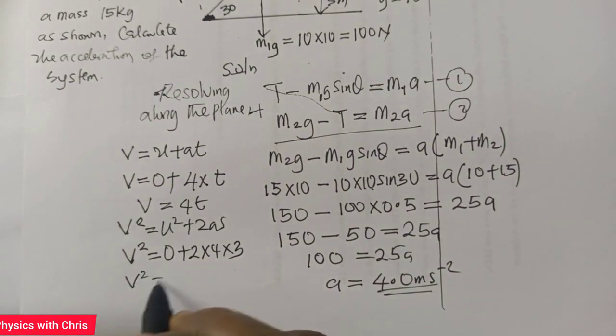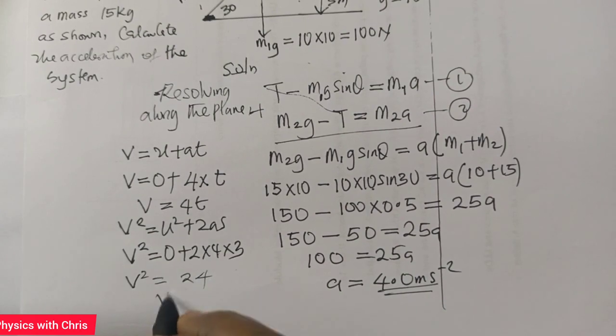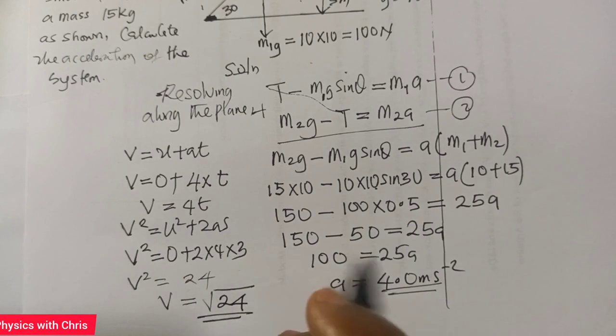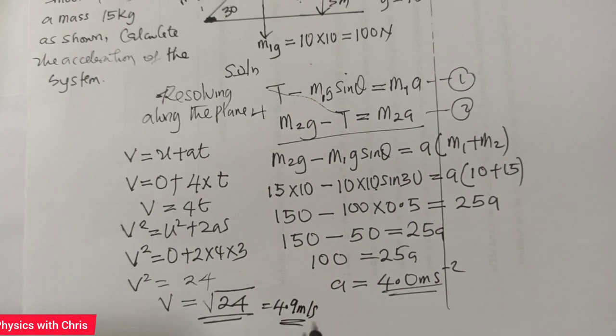So that gives me v squared is equal to what? This is 2 times 4, 8. 8 times 3, 24. So v equals the square root of 24. You can decide to quickly look for the square root of 24 on your calculator. That gives you 4.9 meters per second approximately.